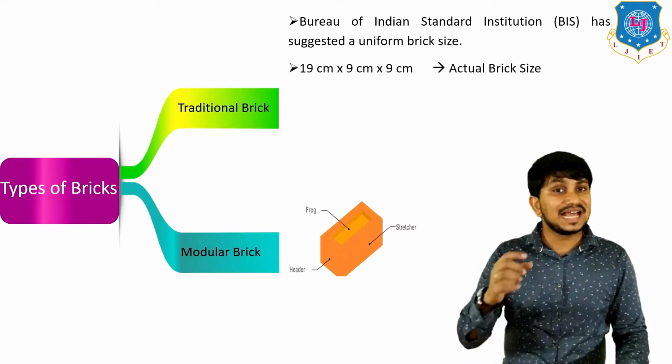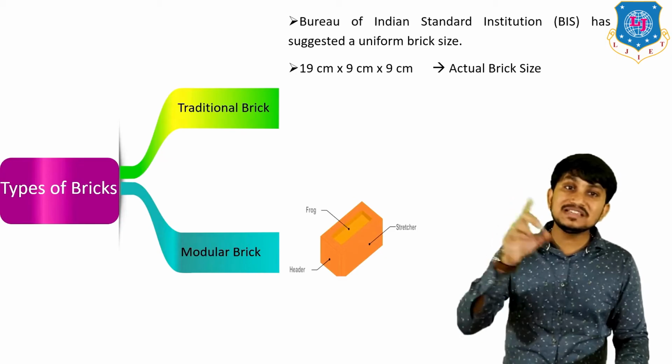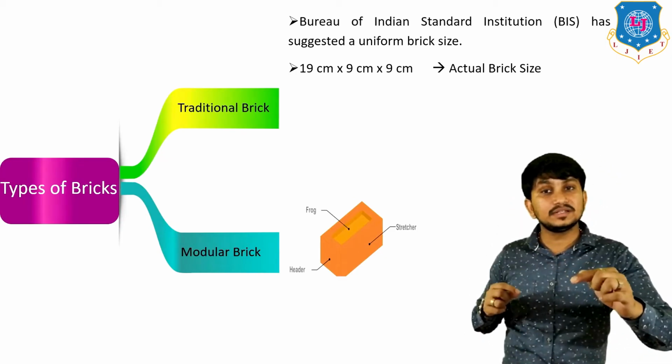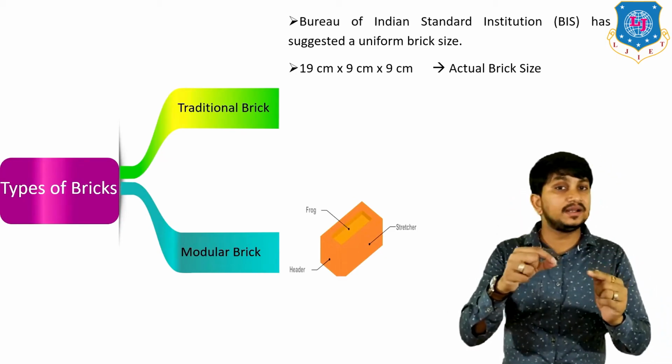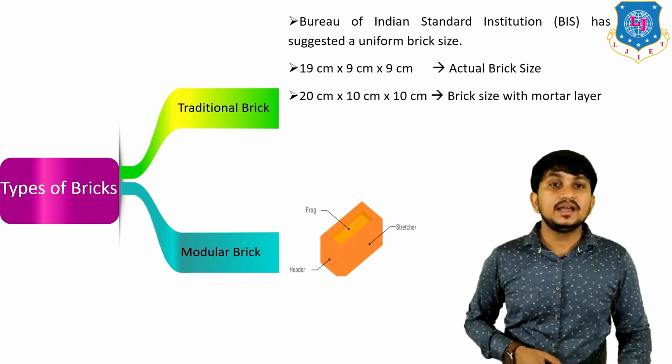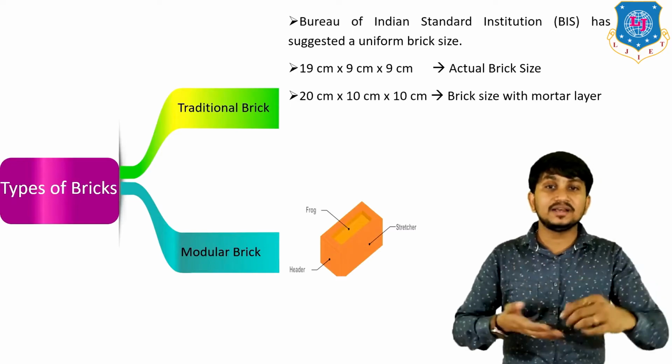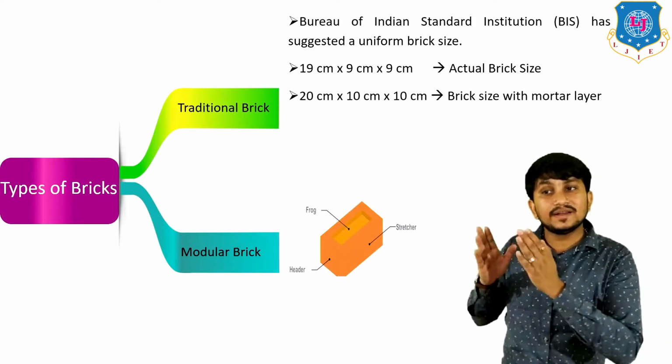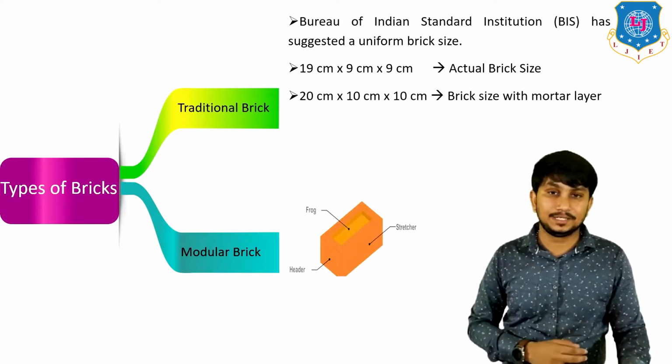Okay, the size of actual brick according to BIS is 19 centimeter in its length, 9 centimeter in its width and 9 centimeter in its thickness. After adding mortar layer, the size of this brick is 20 centimeter by 10 centimeter by 10 centimeter.